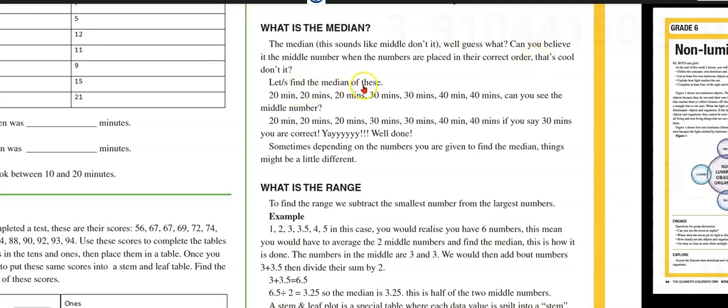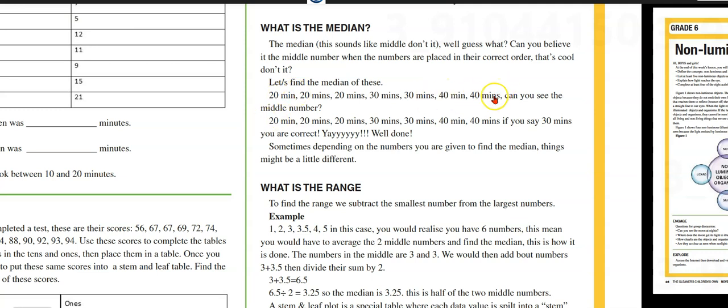Let's find the median of these. 20, 20, 20, 30, 30, 40, 40. Remember those minutes we were working with before? Can you see the middle number? So how many do we have? 1, 2, 3, 4, 5, 6, 7.